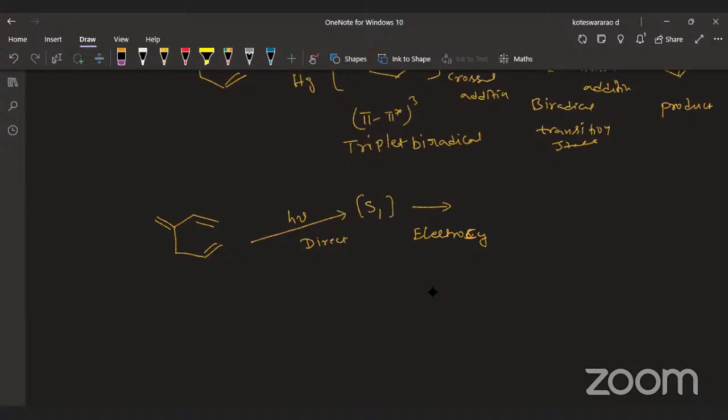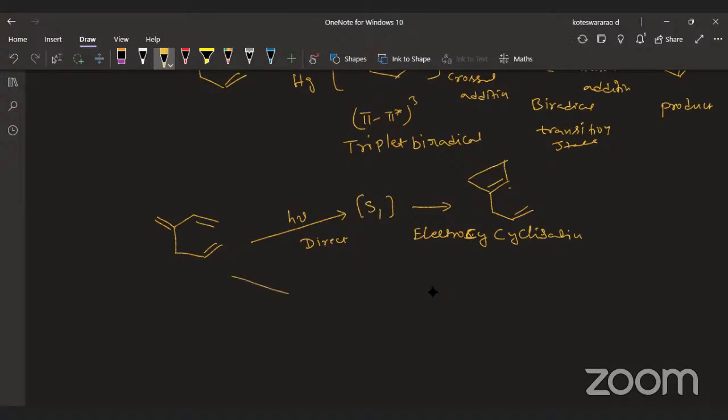The electrocyclization reaction leads to the formation of a cyclic product. The product. Okay.